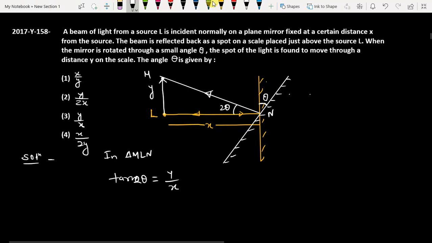Now it is mentioned that this angle theta is small, so we can say that tan 2 theta will be approximately 2 theta. So 2 theta is given by y by x. So what will be theta? Theta will be y by 2x. So this is theta, y by 2x. Okay, so this will be the answer, y by 2x. So the second option is the correct one. Okay, thank you.